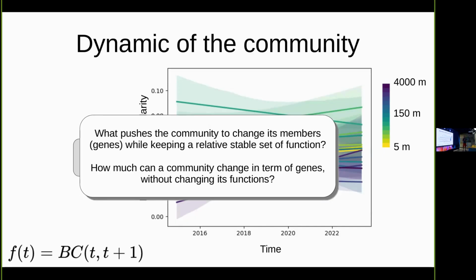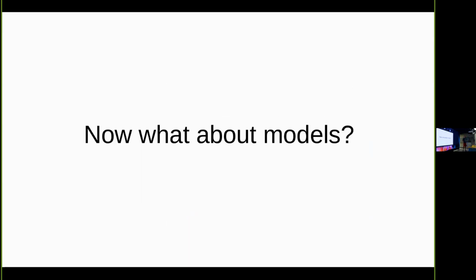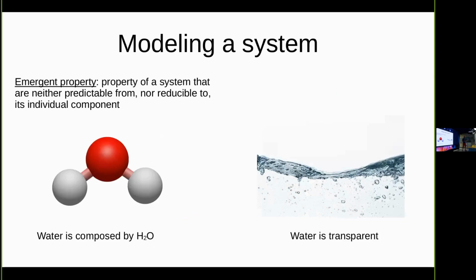Yeah, so that was it for the whole study of the community and the Hawaii time series. Now I want to talk a little bit to you about models. First, I will introduce two concepts. The first one is emergent property. That is the property of a system that is neither predictable from nor reducible to its individual components.